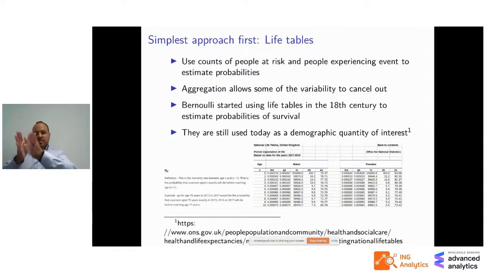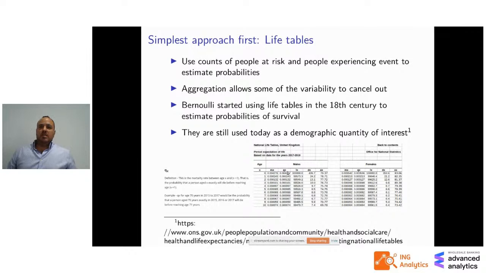count within this period of time, this many people died, and this many people were at risk at the beginning of the year, right? And Bernoulli started doing this in the 18th century, I believe, and they're still in use today. If you look at the table at the bottom right, that's from the Office for National Statistics, you'll see the column age, which is x, and a column called qx, which is explained on the left. It's basically the mortality rate between time x and x plus 1, right?